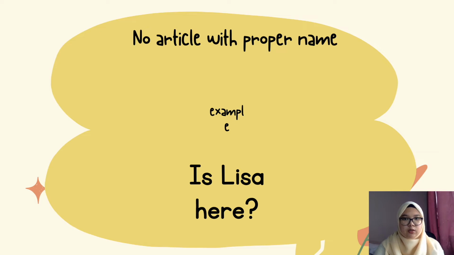So please remember, we use a and an for specific jobs. We use the for instruments, unique nouns, names of the rivers, mountain ranges, and also deserts. For the use of no article, there is no article included when we are using a proper name. Okay, that will be for the explanation.